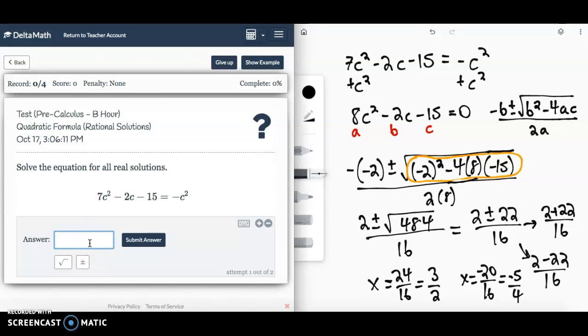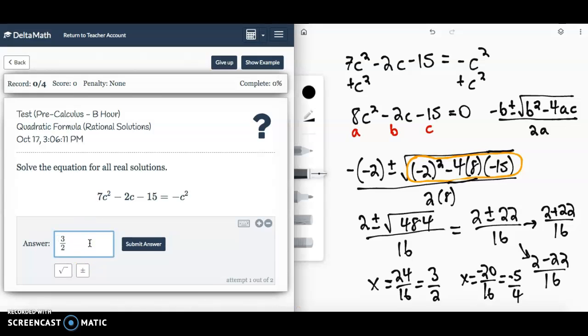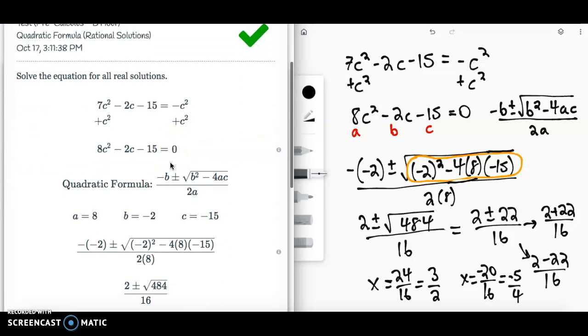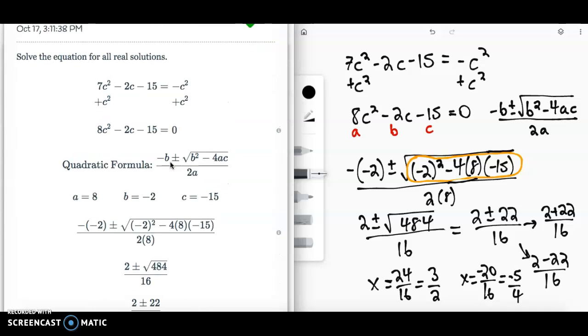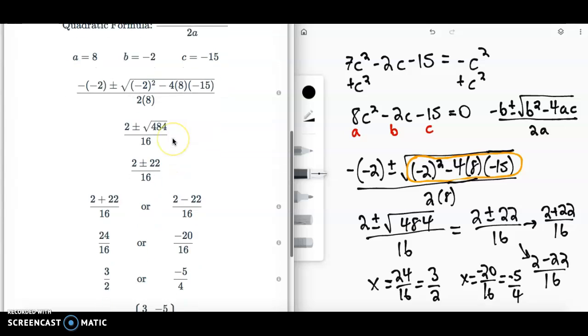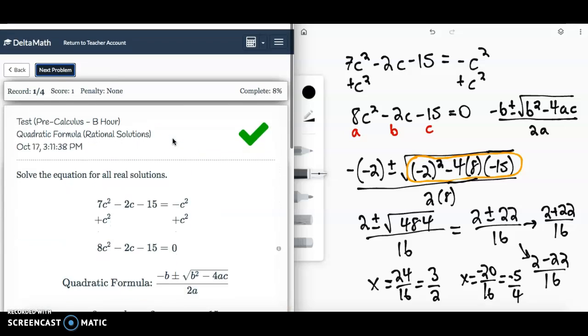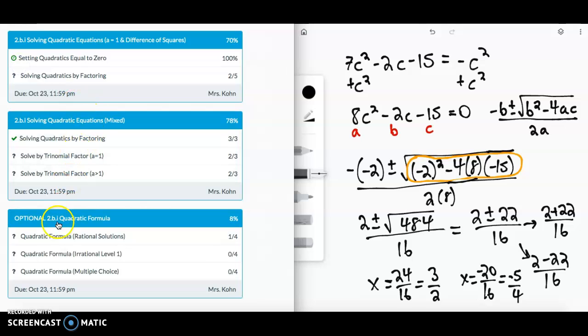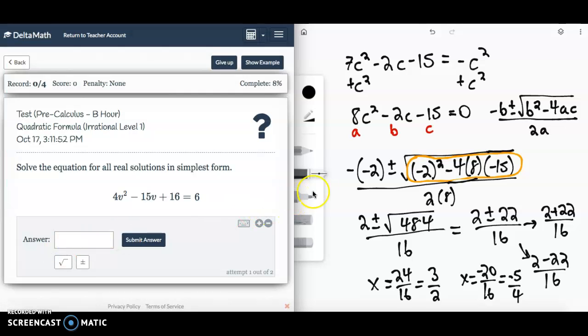All right, let's go ahead and try those. 3 halves, negative 5/4. And there you go. So you can see they go through the whole process. It's a little neater than my handwriting, but they go through the whole process as well. Okay, so those are the first set of problems. If I go ahead and try the next set of problems, we're going to do the exact same thing.